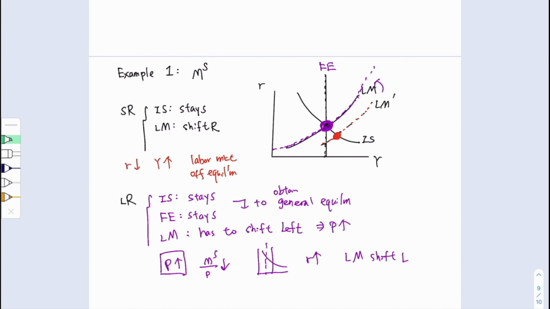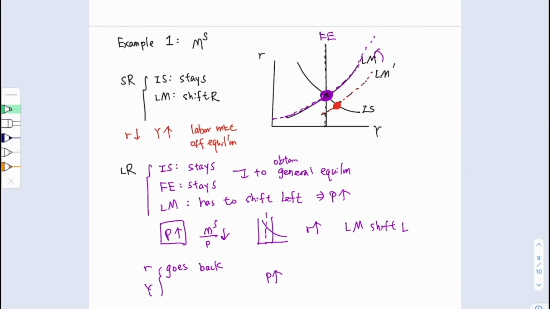So this result tells us that when the government prints money, in the short run it may be able to reduce the real interest rate and increase the output. However, in the long run, R goes back and Y goes back, and the only thing that is different is that the price increases. This result is consistent with our quantity theory of money: when the price increases, it can be just because the government prints too much money.